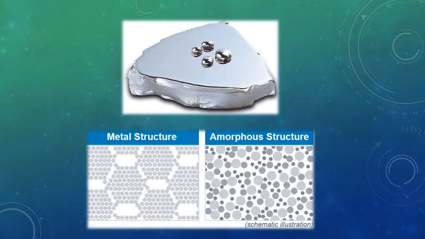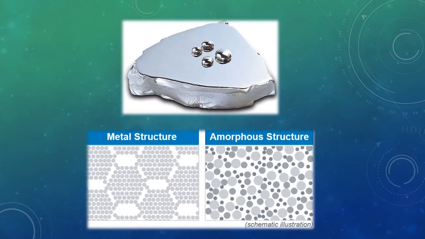Now, you might wonder, what is an amorphous metal after all? Well, an amorphous metal, also known as a metallic glass or glassy metal, is a solid metallic material, usually an alloy, with disordered atomic scale structure.